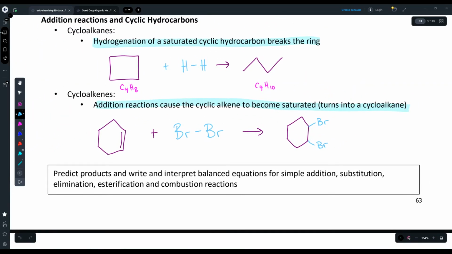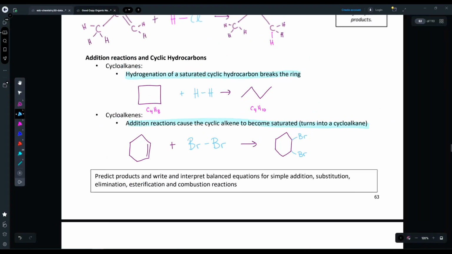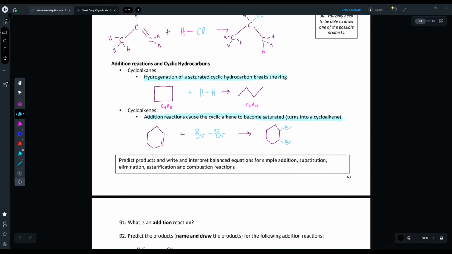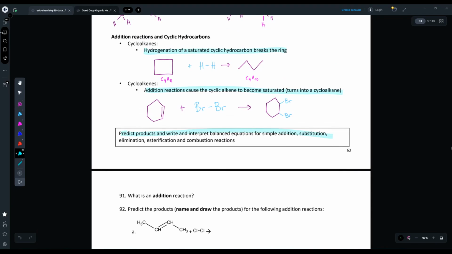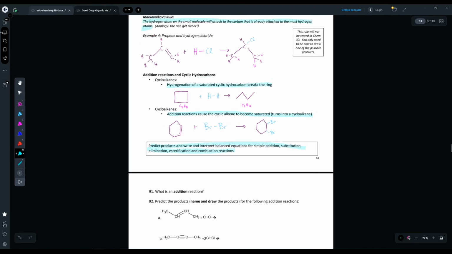Again, what's expected of you is to be able to predict products and write and interpret balanced equations for simple addition, substitution, elimination, esterification, and combustion reactions. We've done combustion reactions and we just did addition reactions, and we're going to move on to elimination reactions. Let's highlight this, because that's important for you to know.